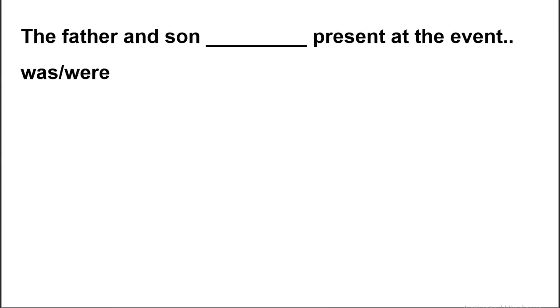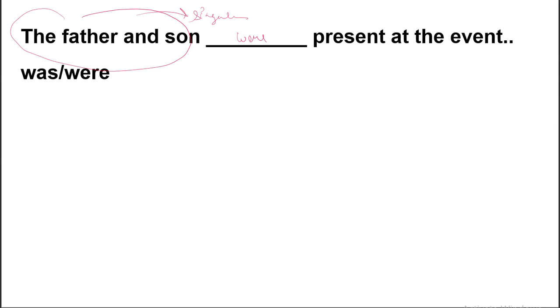Next question: the father and son dash present at the event. The father and son were present at the event. Now there are two exceptions here. Whenever you are having an article before the first subject and not with the second subject, then both these subjects together will form a singular subject. And whenever they form a singular subject, you have to go for a singular verb. This is what my rule is saying.